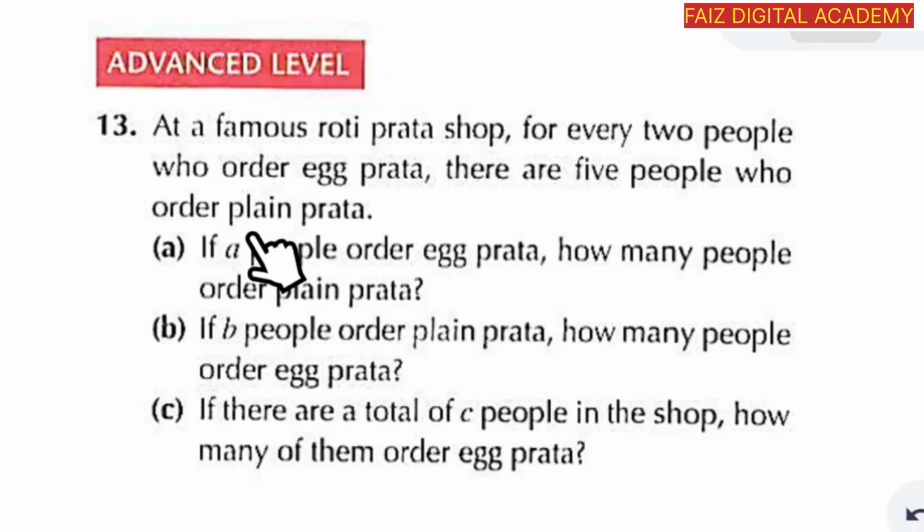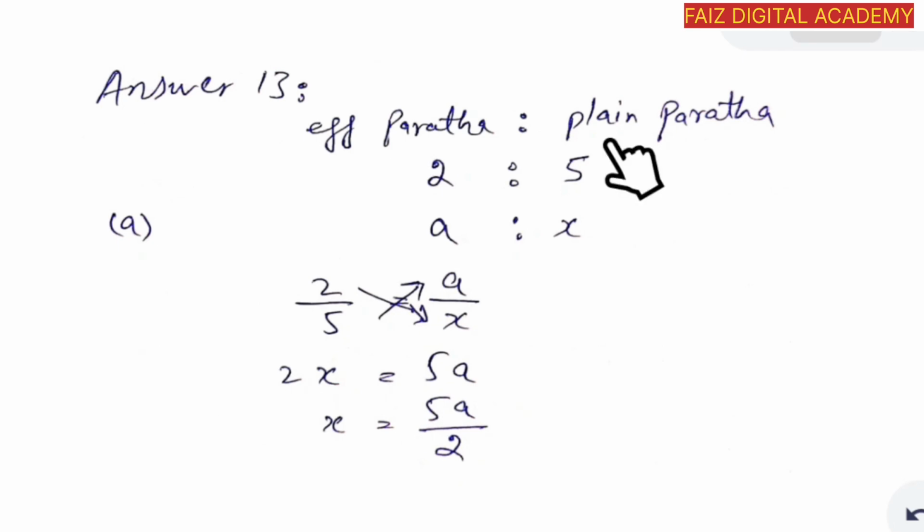Now this statement is given, and then we have to find three parts. The first part: if a people order egg paratha, how many people order the plain paratha? The first thing we have to do is write the ratio of the people buying the egg paratha and the people buying the plain paratha. As per the question, if two people buy the egg paratha, five people buy the plain paratha.